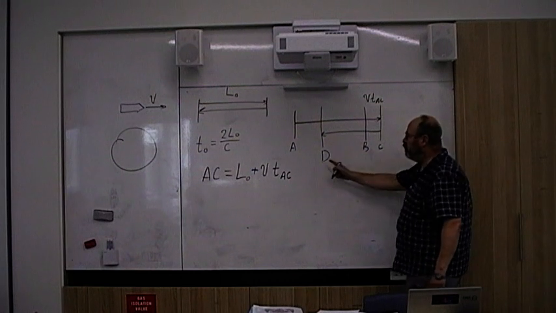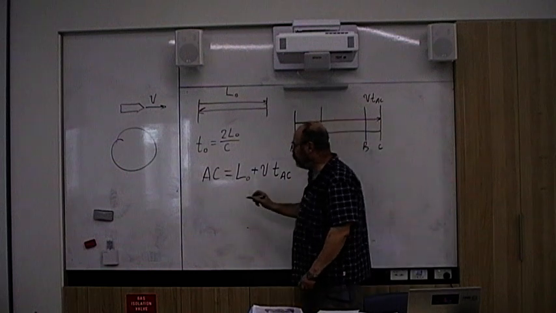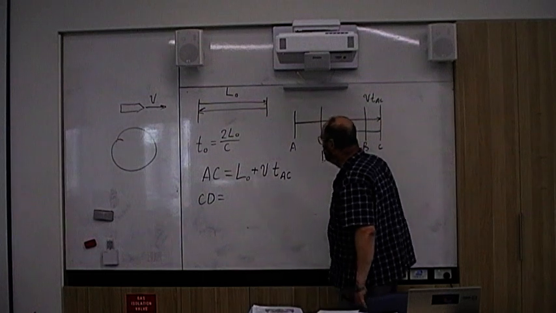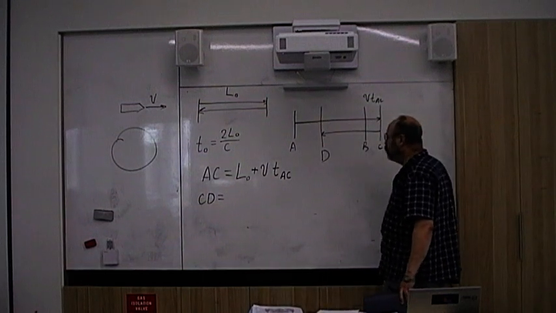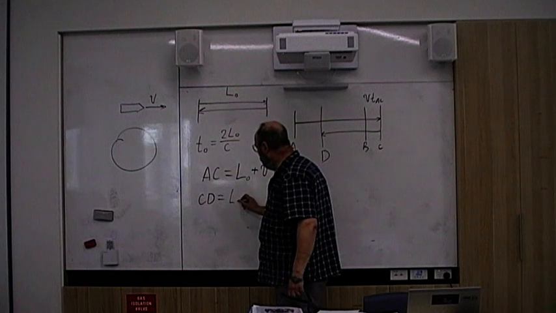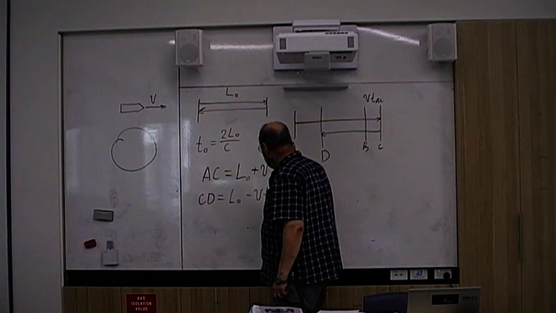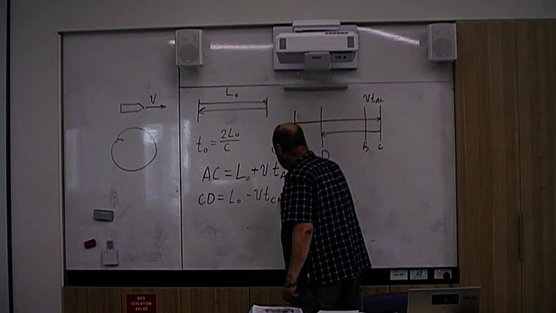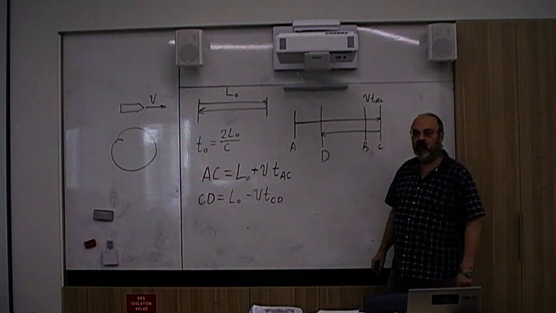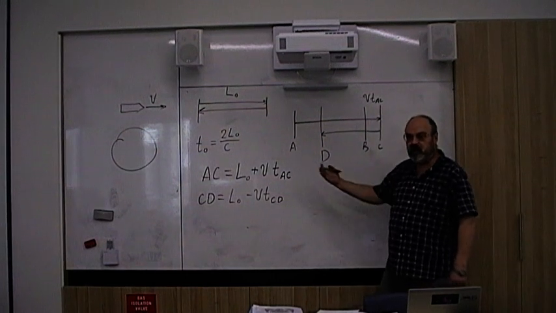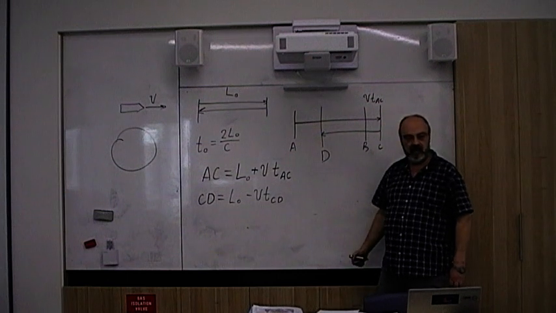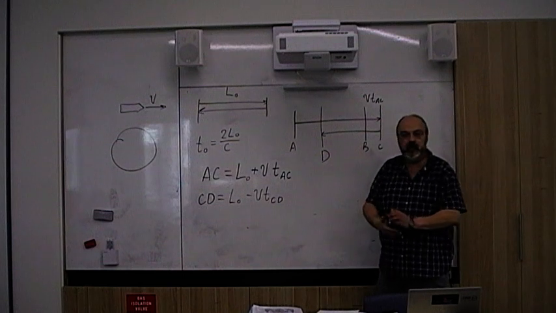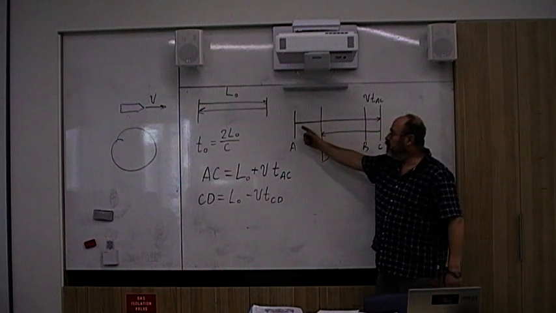Now, on the way back, the distance CD will be equal to L0 minus V times the time to travel from C to D. Because it travels a shorter distance. This clock moved to the right, so it travels a shorter distance. Make sense? So from the point of view of the stationary person, this.